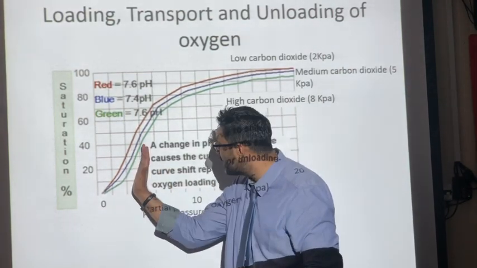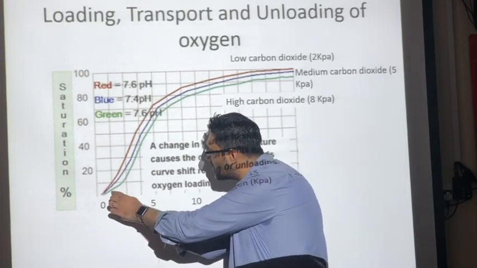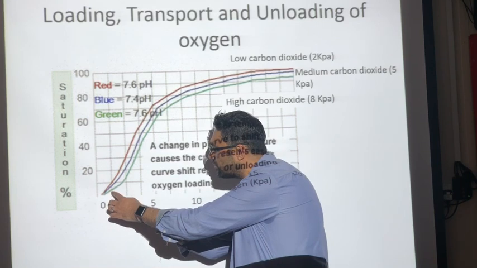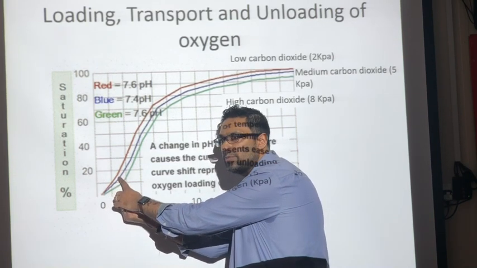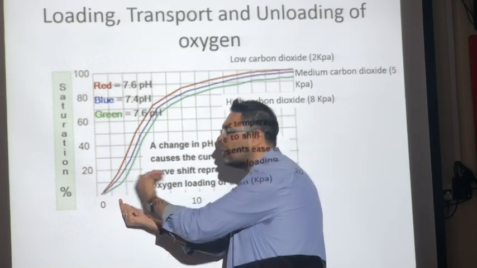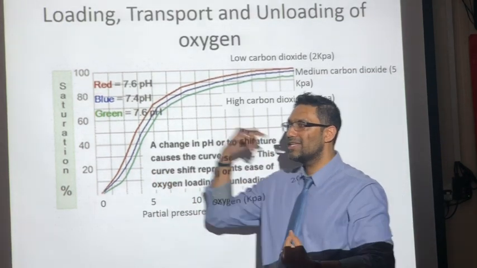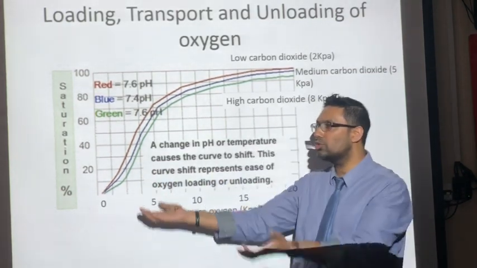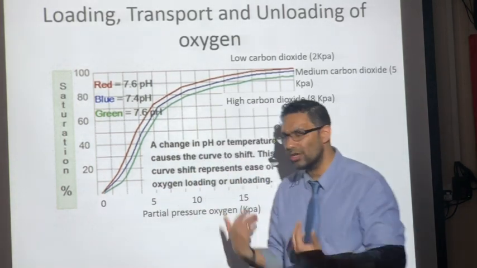So if it goes to the right, it's making it more difficult, because if you go up this way, it needs a higher partial pressure of oxygen to get the same amount compared to the blue line. So carbon dioxide makes it harder to associate, and vice versa, it's making it easier to dissociate. So it's harder to load on, but easier to unload. Is that a good thing or a bad thing?